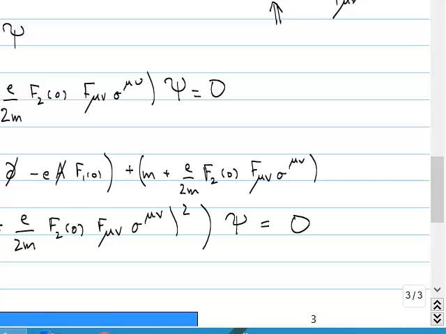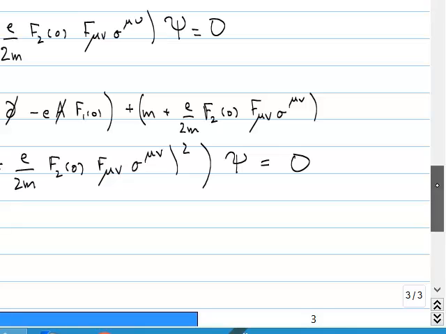Okay, so why did I do that? Well, first let's just consider the case where the electron has no charge. Just set e equal to 0. Then what would this be? This would be d squared minus m squared acting on psi equals 0. And so that is the usual Klein-Gordon equation obeyed by a field of mass m.